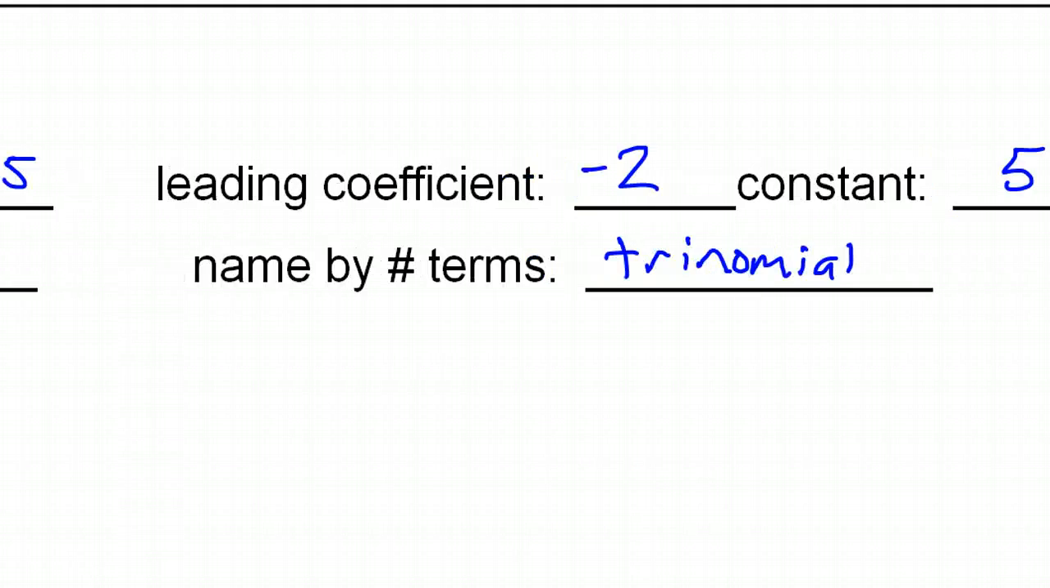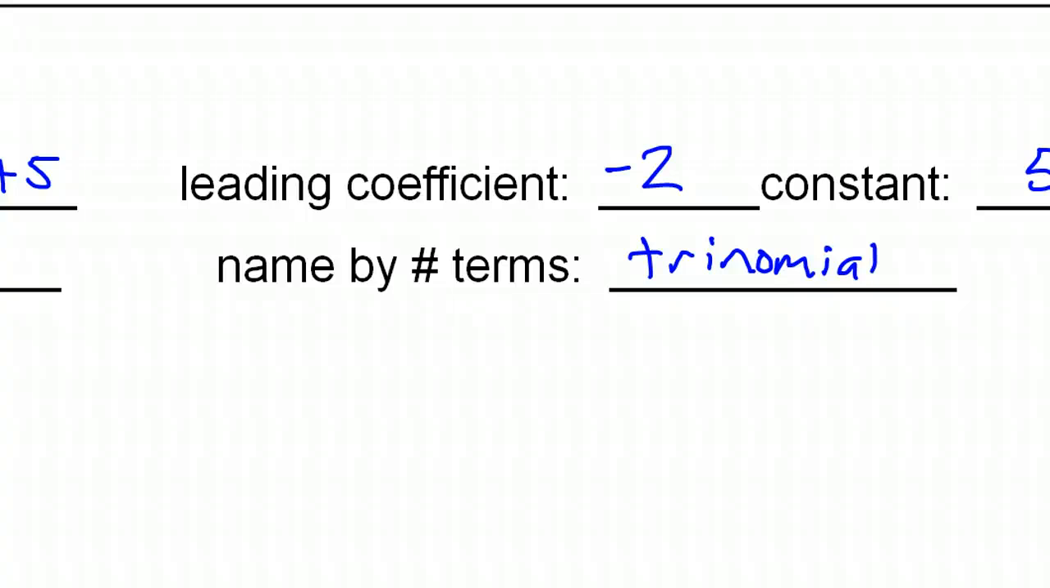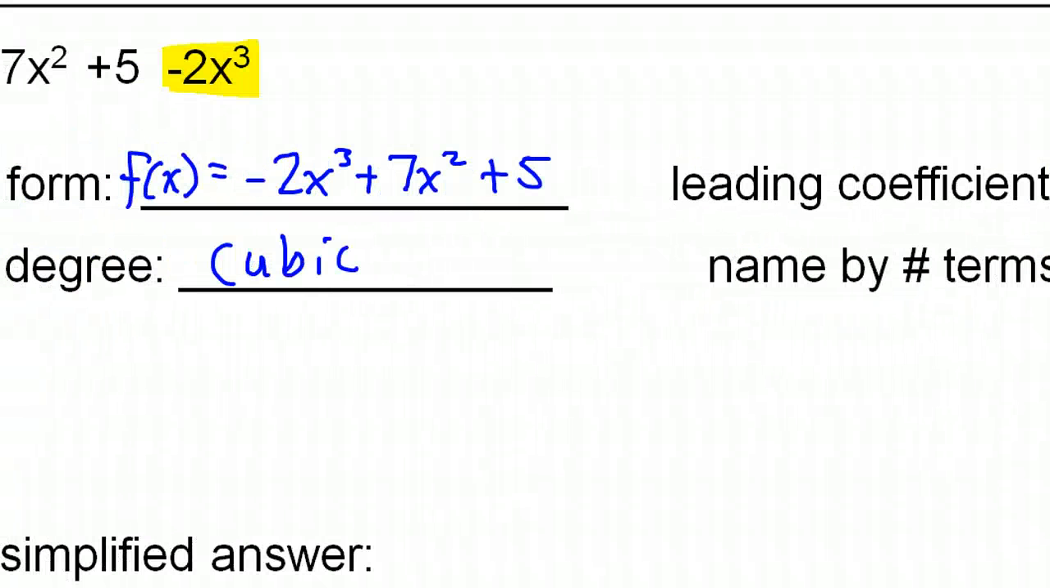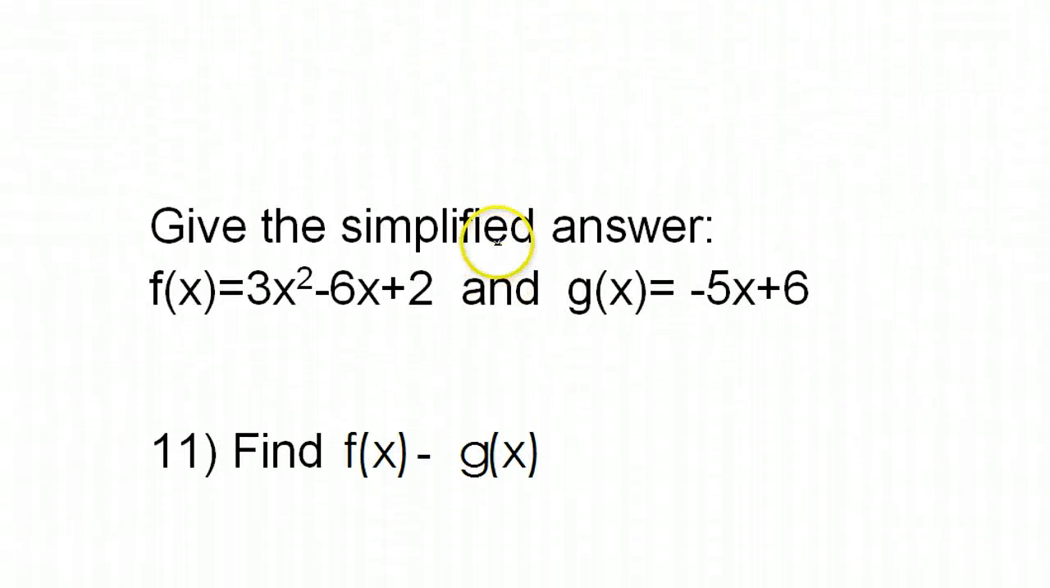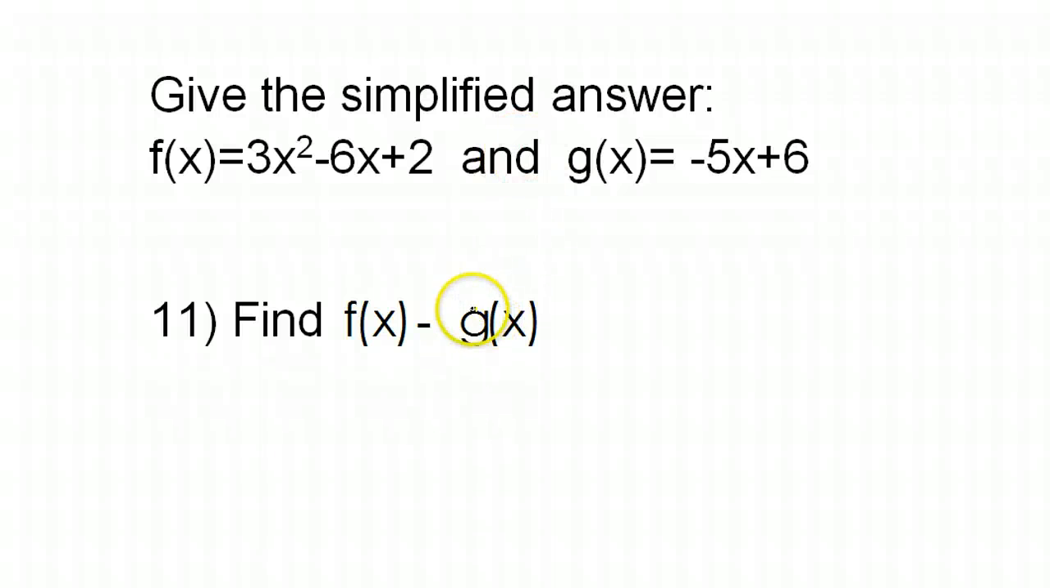Okay, and please note we could put those two together, cubic trinomial, and we could just call this thing a cubic trinomial. Alright, so that's the classification system. Memorize that. Okay, so now we're going to do some operations.